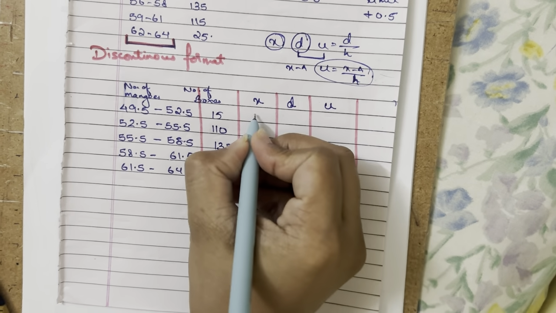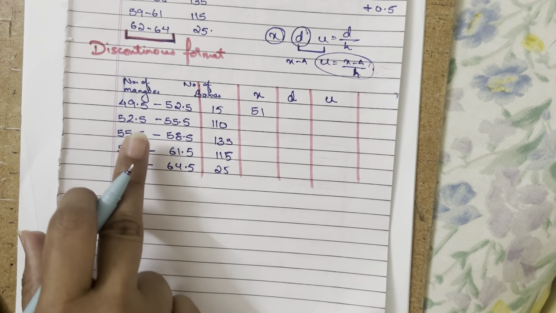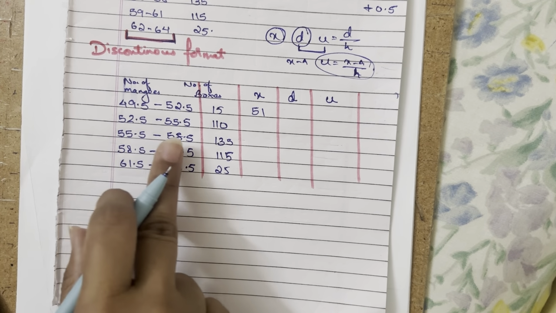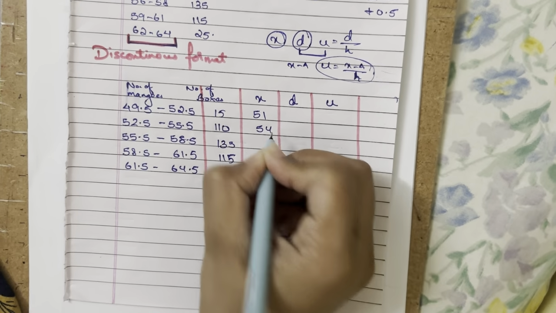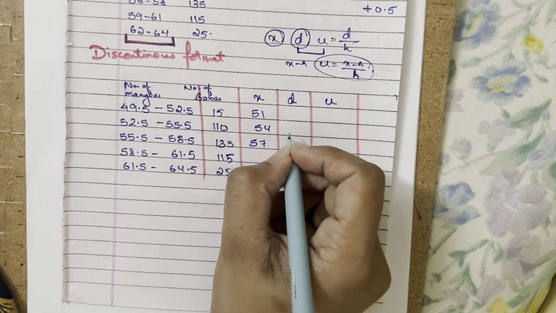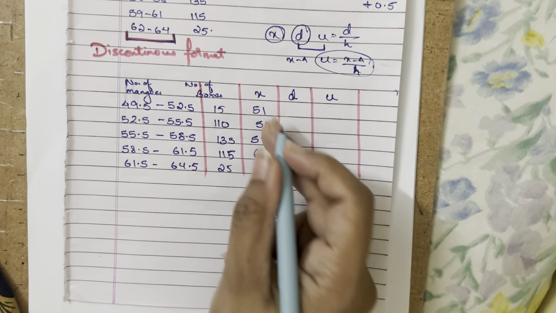So I'll write 51 here, and then 52 plus 55.5 becomes 53 plus 55. Then that value would be around 54. This becomes 57 because I got the pattern difference here. The same pattern difference would repeat, so it becomes here 60. They're adding all by 3. So this is what I get.